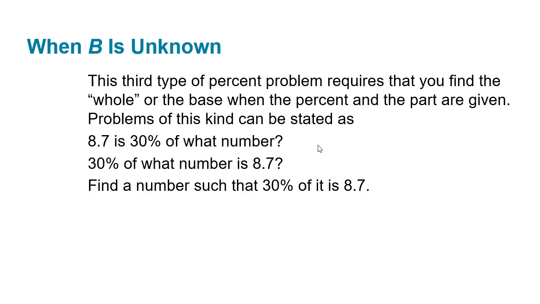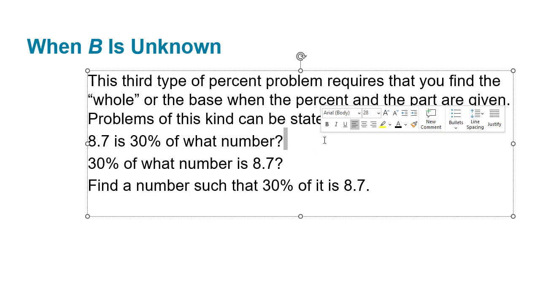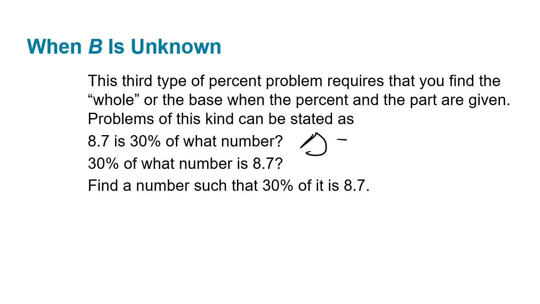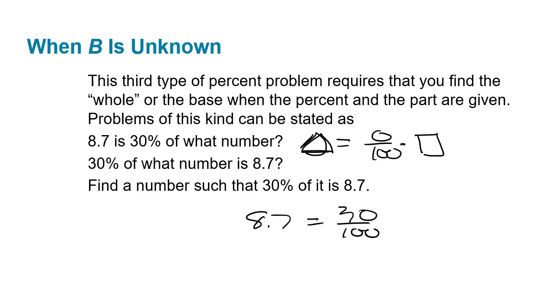Nothing changes because it's still: this first thing is a certain percent of the last thing. And the question is, what's missing? The triangle, the circle, or the square? Well, in this case, they tell us 8.7 is 30% of what? We're missing the square.